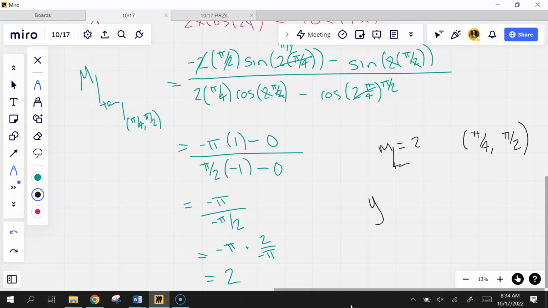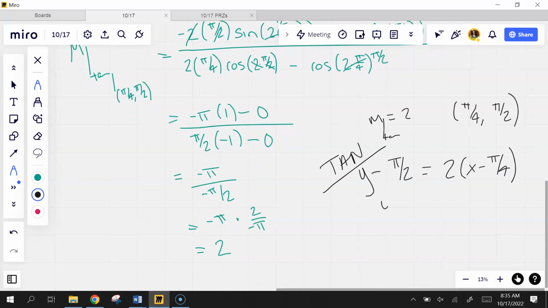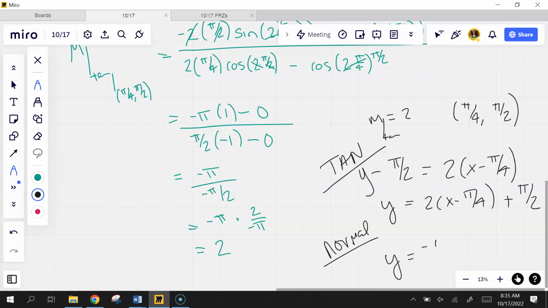Oops, I should do it like that. I should do tan. How about normal? What's the difference? There you go. Negative 1/2. It's going to be the only difference there.